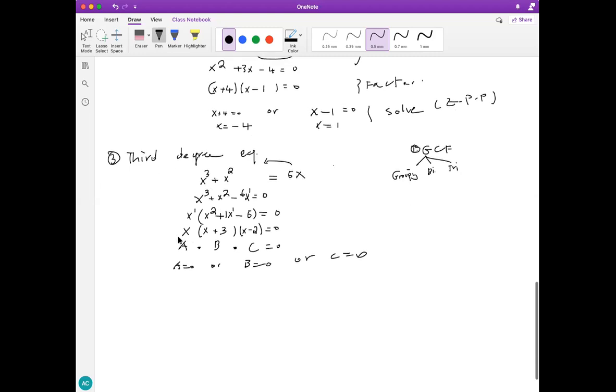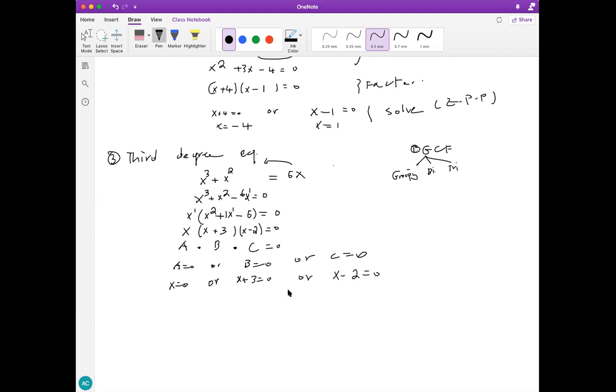So what is A in this equation? It's the first factor, so A is 0. Or what's B? B is this one, x plus 3. And C is x minus 2. Right? Or finally C, which is x minus 2. That's right.